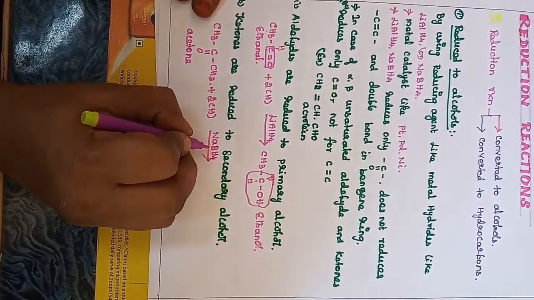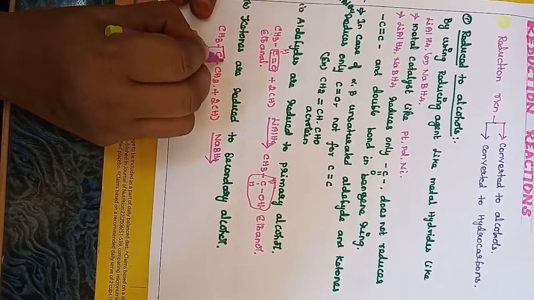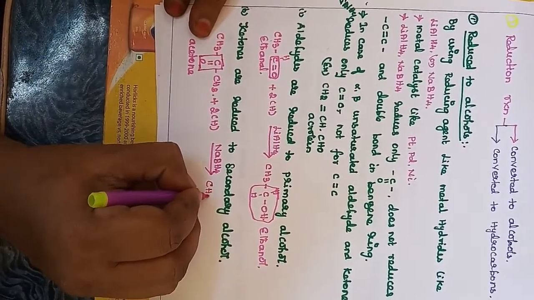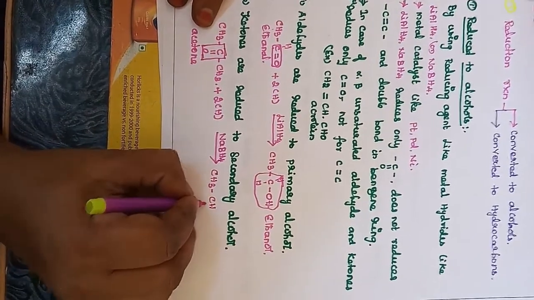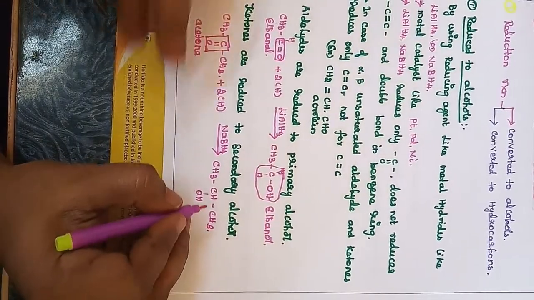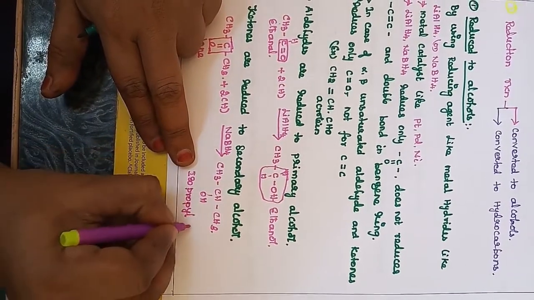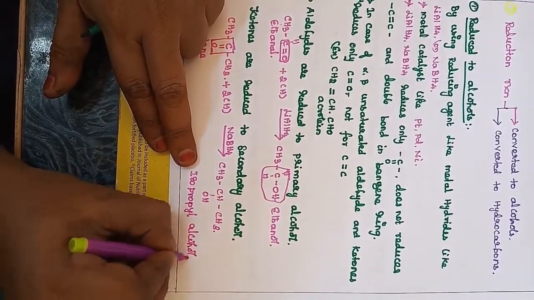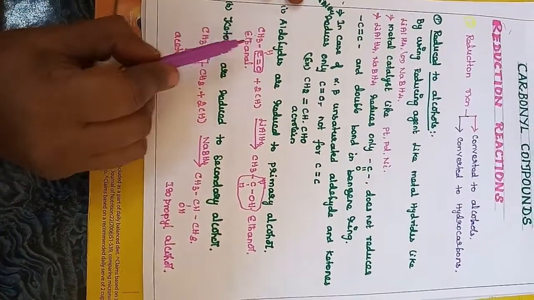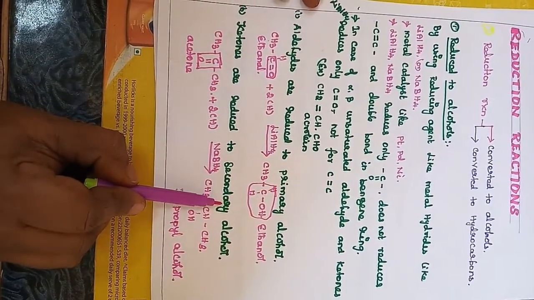So sodium borohydride reduces the C=O group. It will be converted to secondary alcohol. CH3CHOHCH3, isopropyl alcohol. Isopropyl alcohol. So the first conversion is conversion to alcohols. Aldehydes and ketones can be easily reduced to primary and secondary alcohols.